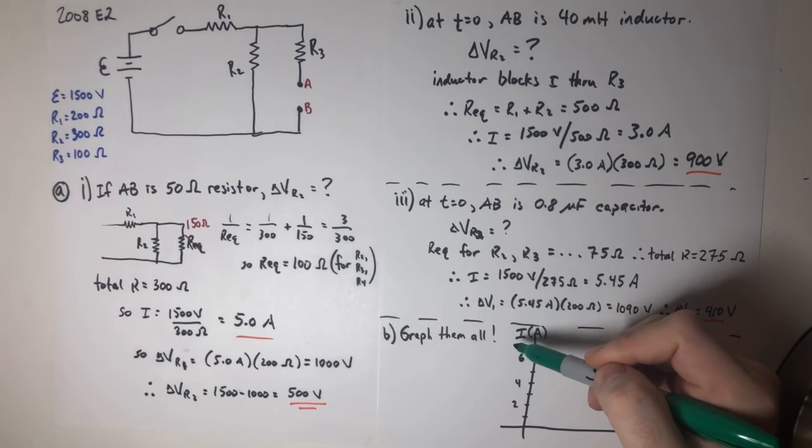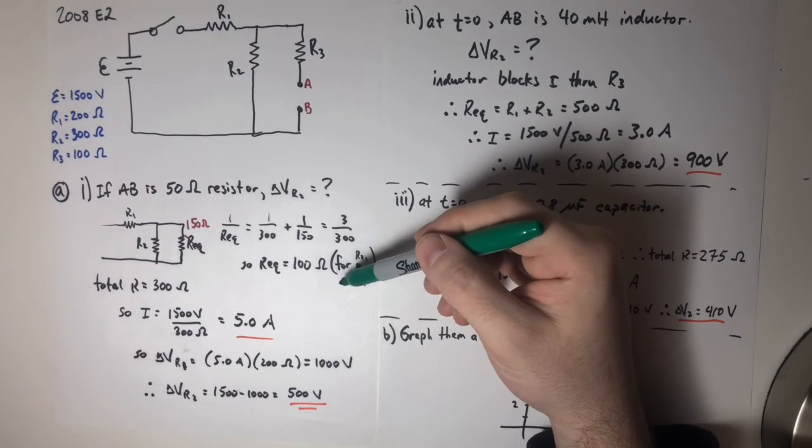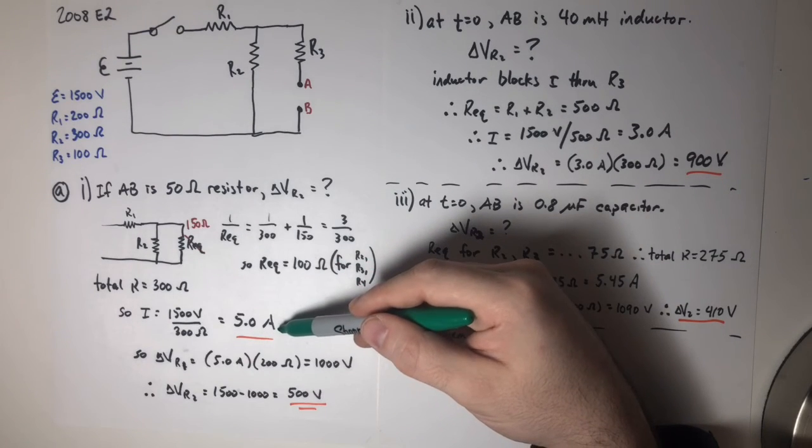Part B is simply to graph all three of these different currents as a function of time on the same axes, which I really like because you have to think about how they all relate to each other. The easiest one, of course, is the resistor circuit because this current never changes. It remains at 5 amps all the way throughout.